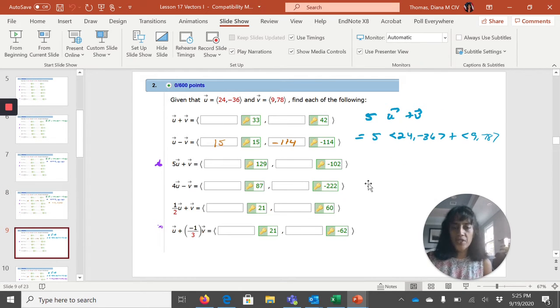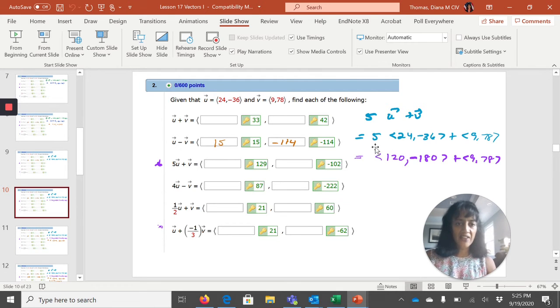All right, let's go to the next one. In the next one, I'm taking 5 times the U, and then adding V to it. So I write that out. I see the scalar 5 on the outside, and then 9 and 78 over here. Vectors over fields are a really cool thing, but I'll keep quiet and I'll just show you the process.